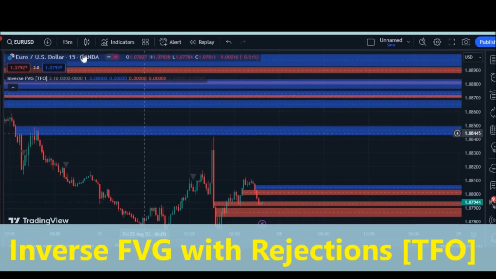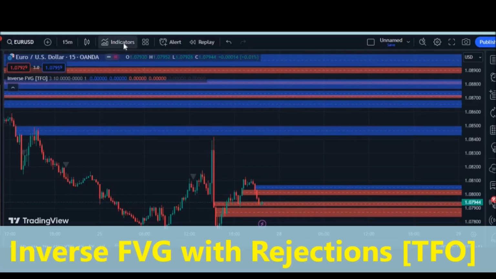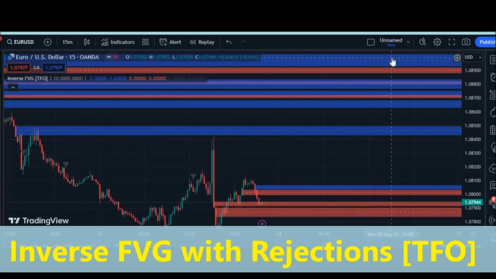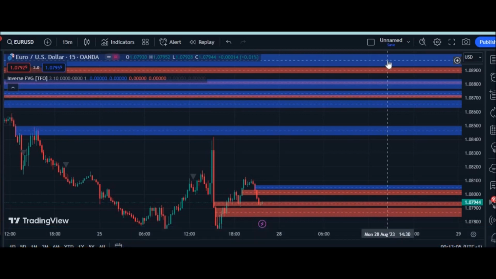So guys, going to Tradingview.com, then on the indicators tab, we type "inverse FVG with rejection tier 4". You click on it, it's by Trading Forex. This is how it is going to appear on your chart. This is the indicator I'm talking about, a very great indicator, and I know you're going to learn more. The different colors you can see on the screen, the arrows as well, we're going to know more about them, and it will be easier for us to execute trades when using this indicator.